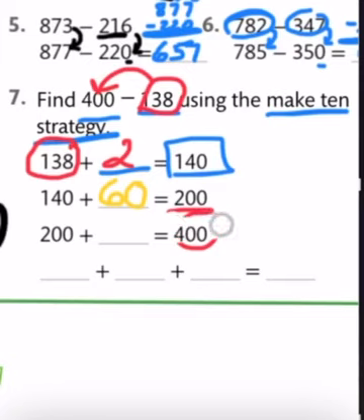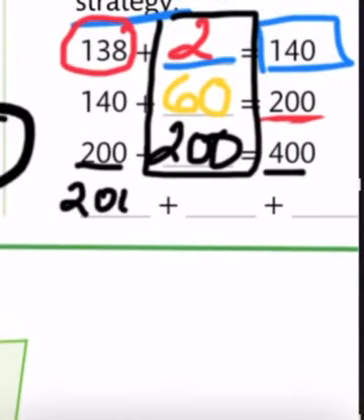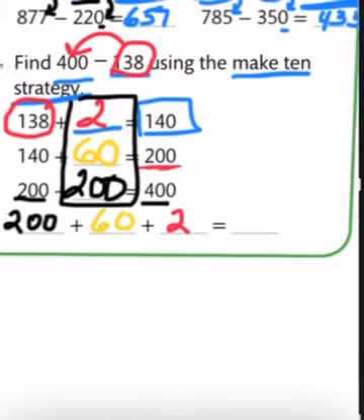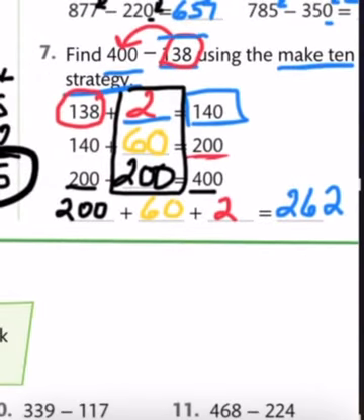And now all we have to do is get ourselves from 200 to 400. 200 plus 200 is 400. So now we just add up these numbers right here. Okay, so we have 200 plus 60 plus 2. And that equals 262. And again, all we did was work our way from 138 up to 400.